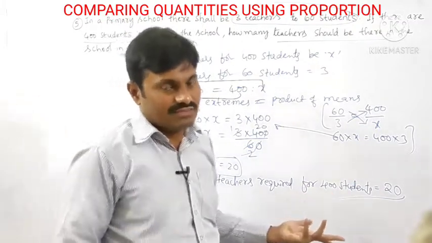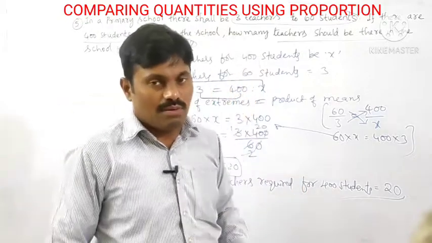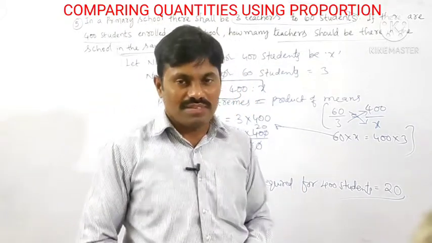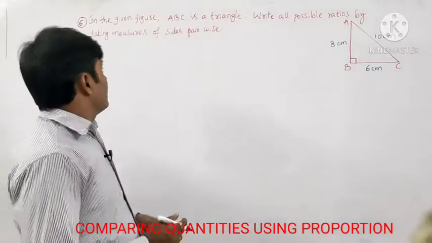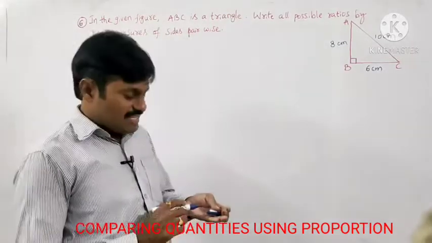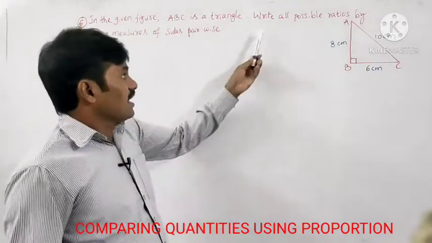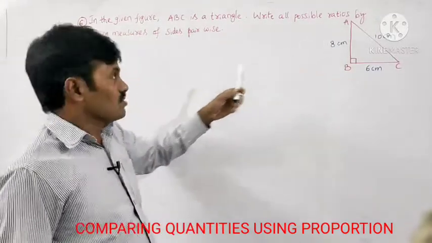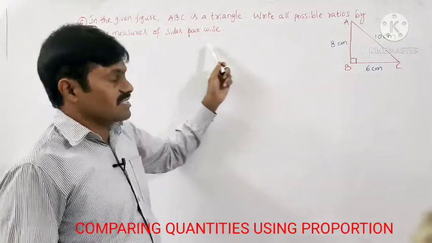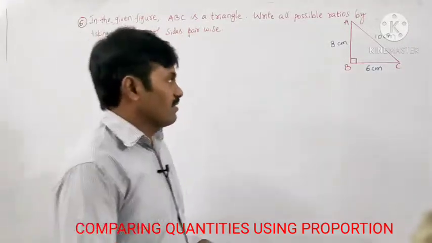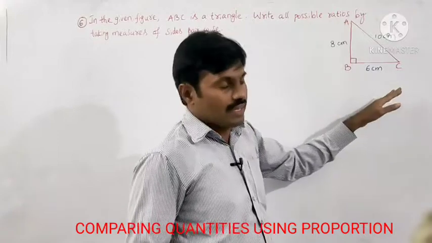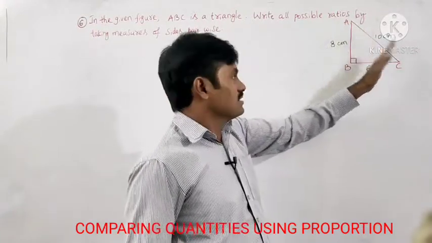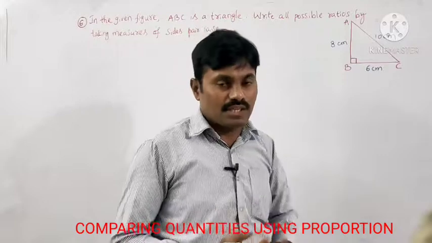Clear? Okay. So now we will solve the next problem of this same exercise, that is question number 6. In the given figure ABC is a triangle. Write all possible ratios by taking measures of sides pairwise. Pairwise means 2 2. So like AB BC one pair, BC CA second pair, CA AB third pair. Like that 3 possibilities will be here.